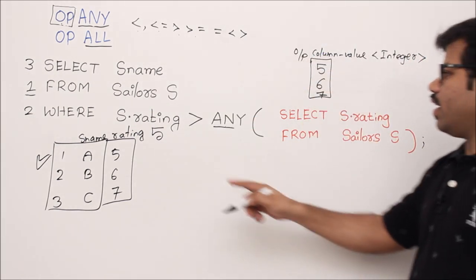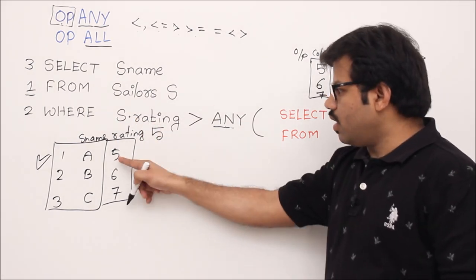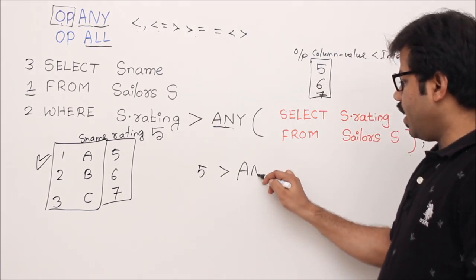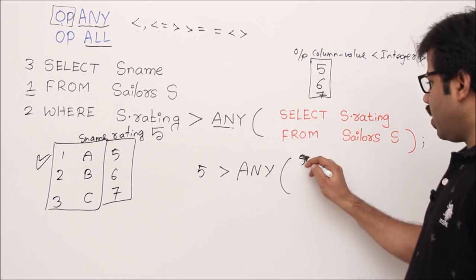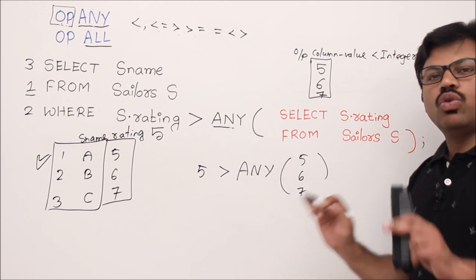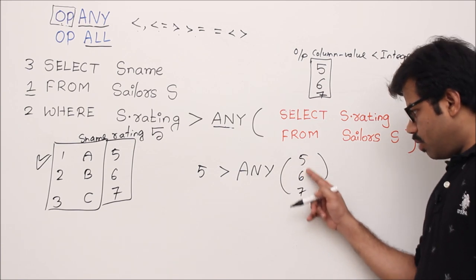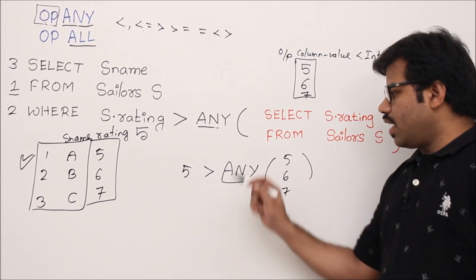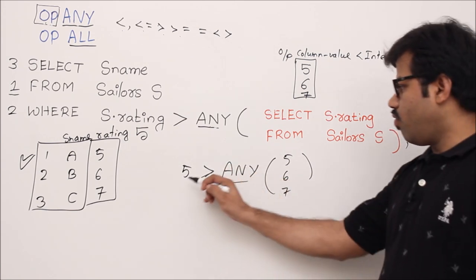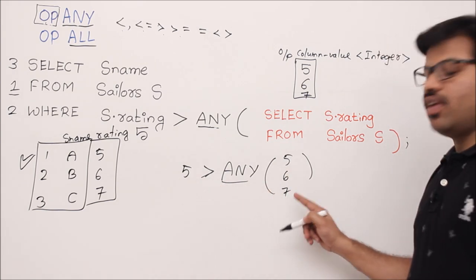Now try to evaluate this any condition. What is s dot rating for the first tuple? 5, right? Then it is like asking this question, 5 greater than any of this 5, 6, 7. Sir, will this query be evaluated to true or false now? It depends on the values of these tuples. Here any means at least one time this greater than condition should be true. Let's check. 5 greater than 5, false. 5 greater than 6, false. 5 greater than 7, false.